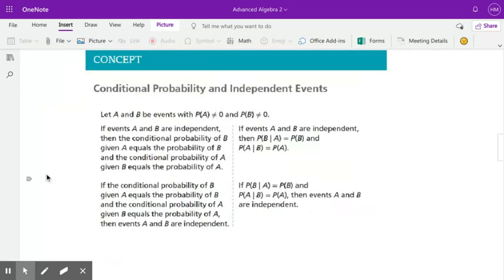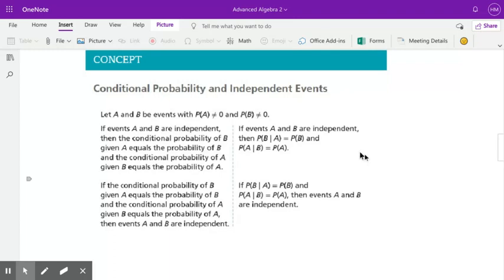Then you'll be asked to figure out, using conditional probability, if events are independent. Just a reminder, independent events are ones where knowing the outcome of one event doesn't affect the probability of the next event. So let's say I pick a card out of a deck and take that card away. If I don't put that back in the deck, it is going to affect the probability of the second one. Those would not be independent events.